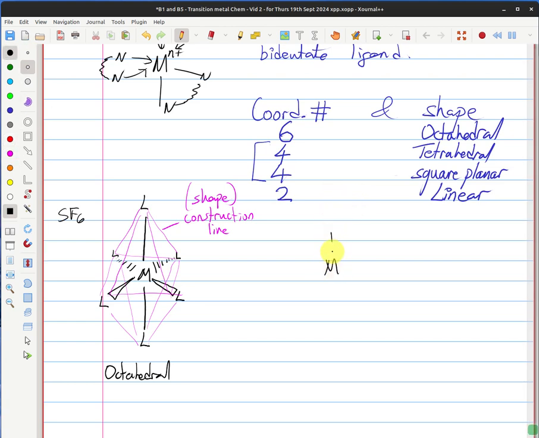So we have a central metal ion. We have a classic tetrahedron. Please make sure that one bond goes into the paper, one bond comes out of the paper, and two bonds are in the plane of the paper. But try and draw the bonds in the plane of the paper in this orientation. Okay.